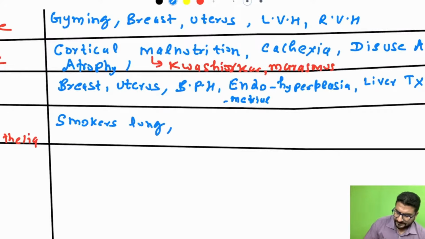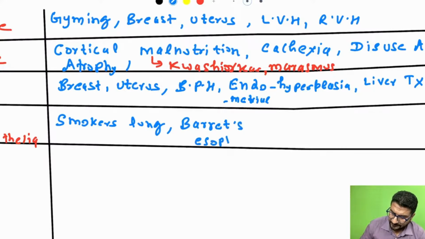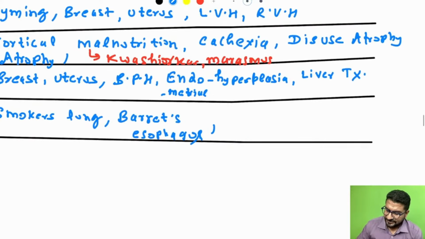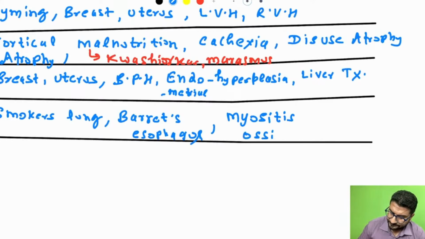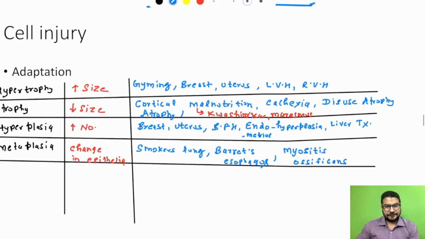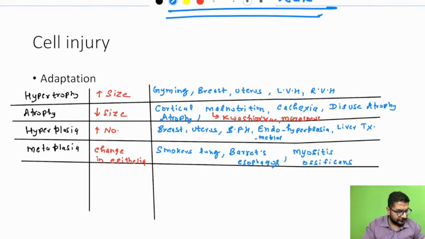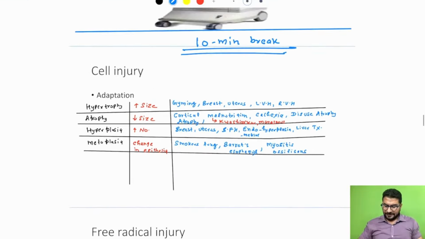Coming to metaplasia, understand, I told you the most common cause of metaplasia was smoker's lung. Then you can see metaplasia in Barrett's esophagus. And the third important example of metaplasia that you have to remember is myositis ossificans. So this is a simple, short and sweet slide where you can see all the different types of adaptation. Done? Am I clear?